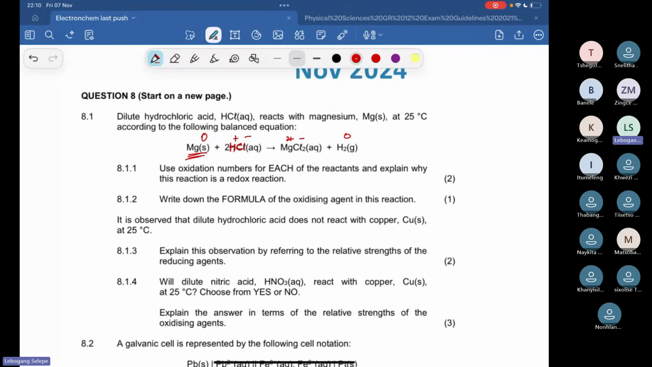H is 0, right? So you can see that the oxidation number of Mg changed from 0 to Mg2 plus. So its oxidation number increased, so oxidation took place here on Mg. Then H, its oxidation number decreased from positive to 0. So reduction took place here. So you're going to say, okay, the oxidation number of Mg changed from 0 to 2 plus. The oxidation number of H changed from plus to 0. Therefore, this is a redox reaction because there is a change in oxidation numbers.